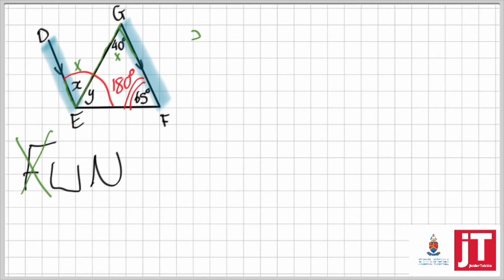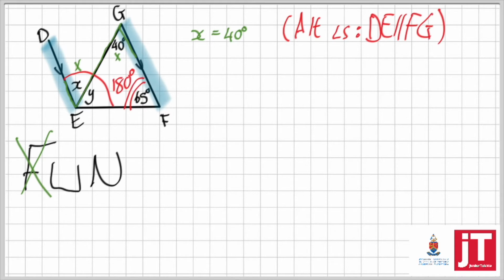So if I look at that, I'm going to say, well, x must be 40 degrees, alternate angles because DE is parallel to FG. Again, remember those basic steps. Write down your theorems. Ignore what you can ignore and use only what is necessary. Write out your statement, write out your reason, and then you've solved if there is an equation to solve.